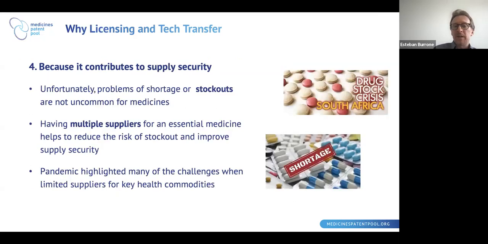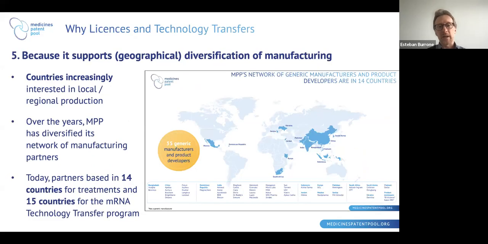Fourthly, because licensing and tech transfer contributes to supply security. We often see there are stockouts or problems with the supply of certain medicines, or not enough of the product being made, and we saw that during COVID, not enough being made of certain products, at least initially. The licensing enables you to have additional manufacturers, and that can reduce the risk of stockouts and improve supply security. The fifth point is that it can support geographical diversification of manufacturing, but particularly also to have more geographically diverse manufacturers.